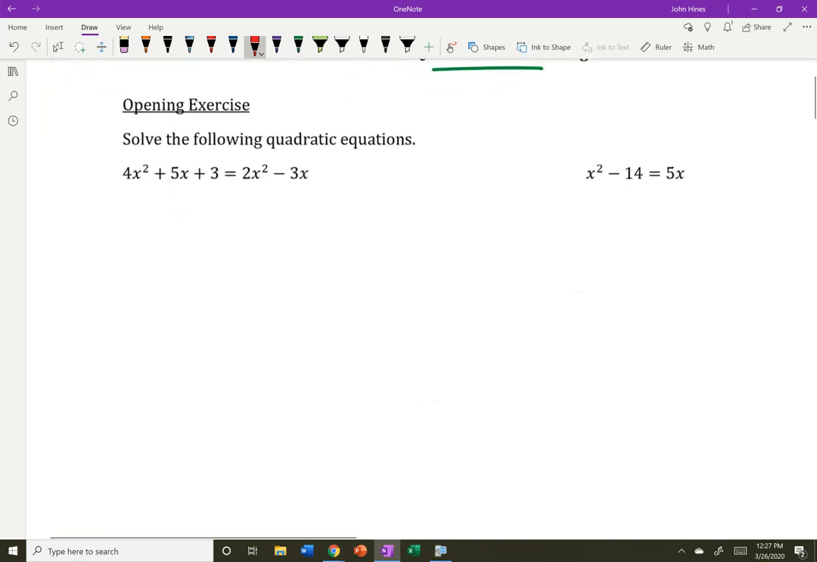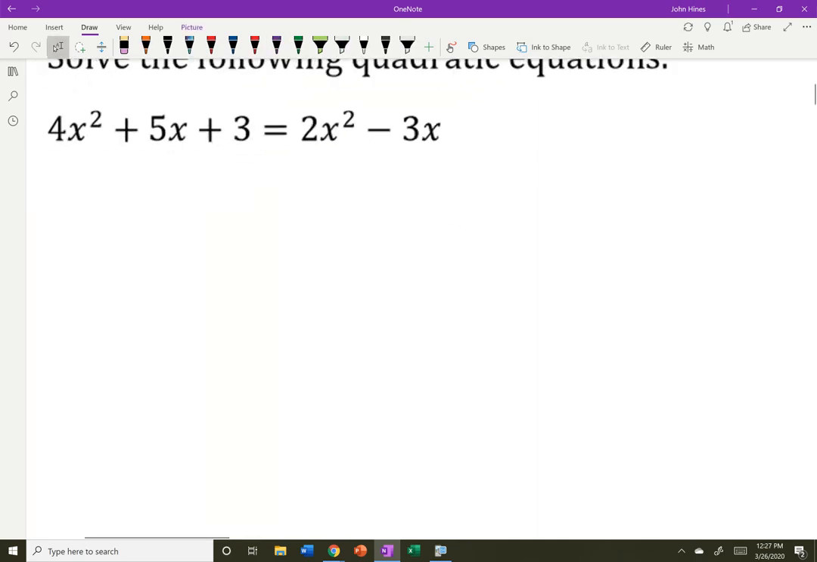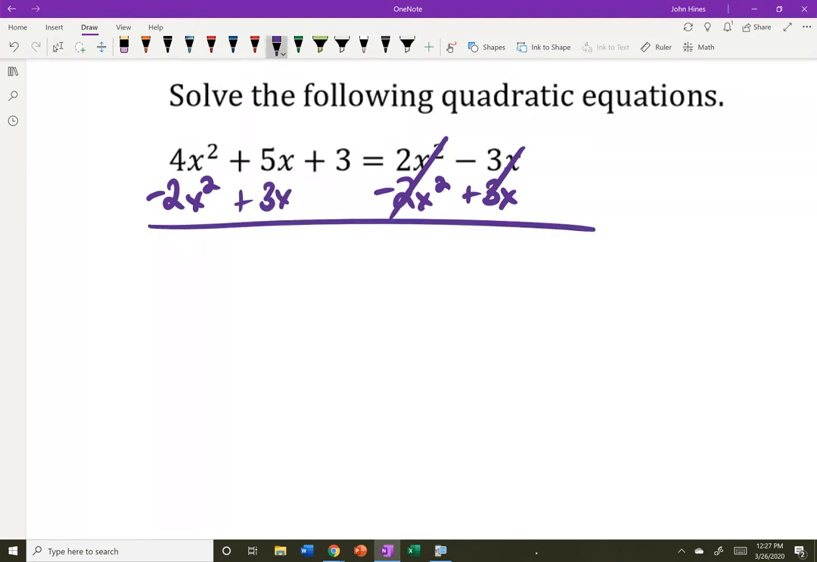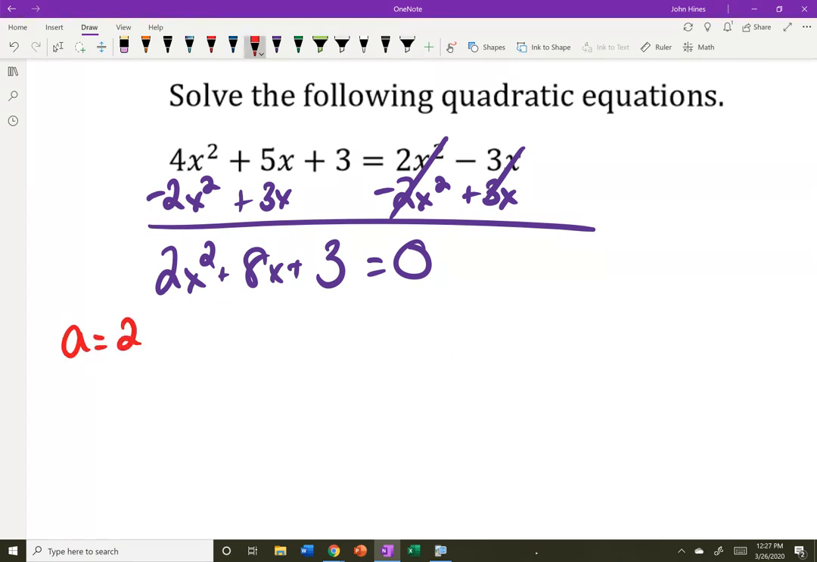So let's solve these two quadratic equations here. So the first one, it's not equal to 0. Let's fix it. Let's move these terms over. Remember, we can use inverse operations to collect the terms on the same side of the equation. So 2x squared plus 8x plus 3 is 0. So now I can say a equals 2, b equals 8, and c equals 3.